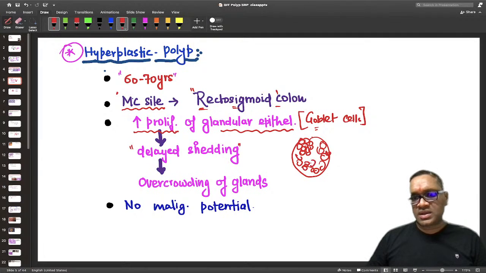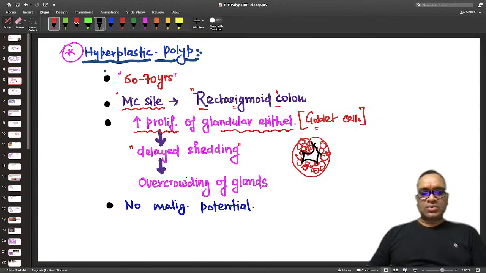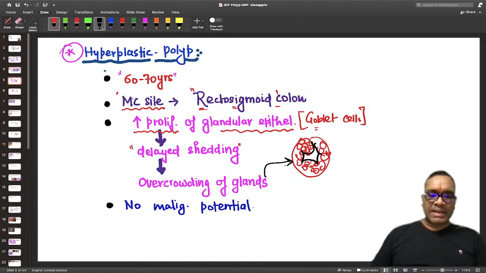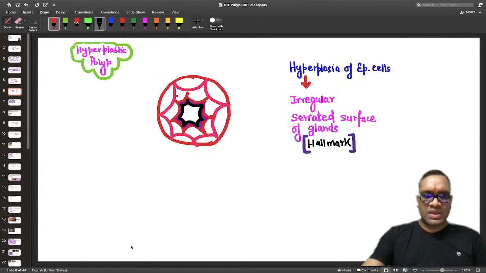So now you can see there is an irregular proliferation going on, so they are going to form a serrated or sawtooth appearance, right? So overcrowding of the glands will be the reason for the serrated appearance, and there is no malignant potential for the hyperplastic polyp, right? So hyperplastic polyps have no malignant potential.